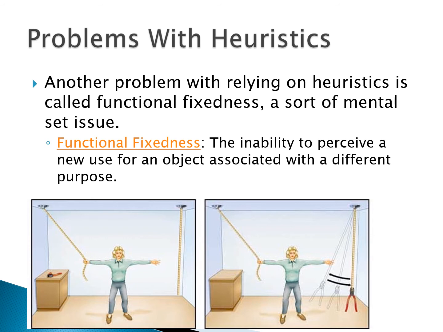Another problem with relying on heuristics is called functional fixedness. It's sort of a mental set issue. Functional fixedness is the inability to perceive a new use for an object associated with a different purpose. A wrench is used for plumbing or whatever. Functional fixedness is not being able to see that wrench as having multiple purposes.